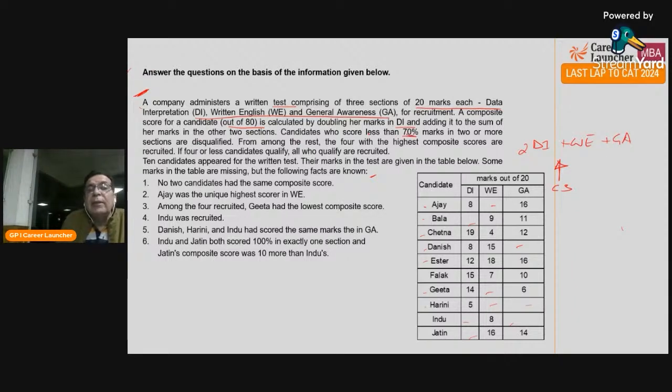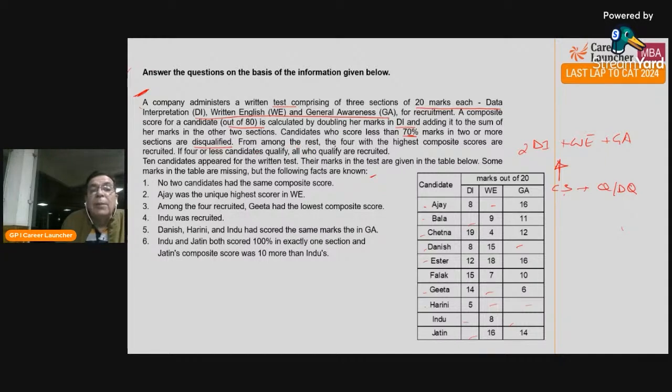Candidates who score less than 70% in 2 or more sections are disqualified. So that means, based on the composite score and the number of sections in which they have scored less than 70%, one classification will be qualified or disqualified. That's one classification that we need to do.